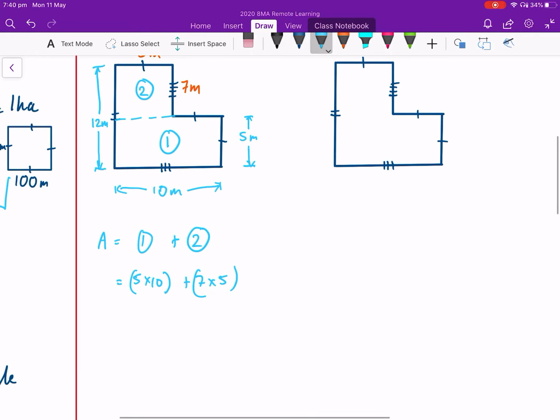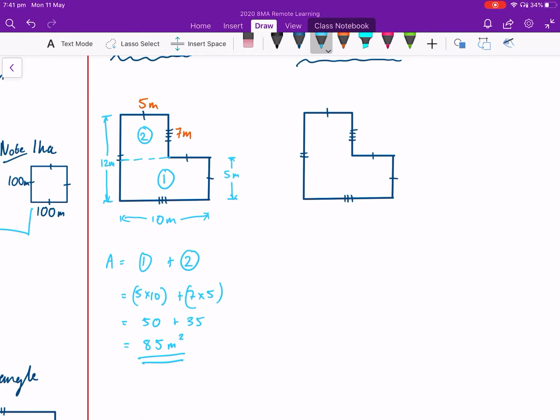And then I can put this into my calculator, or I could do it manually. So 5 times 10 is 50, plus 7 times 5 is 35. So this will be 85. Now, the units here are meters, so this will be meters squared. Okay, so that's one way to do this.